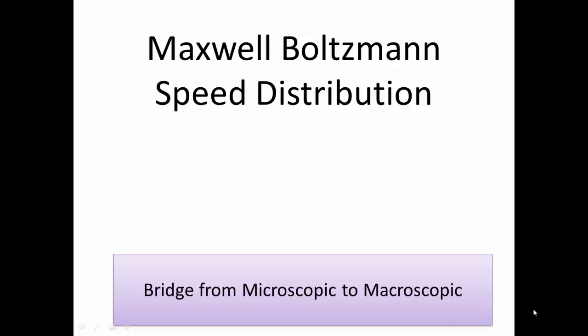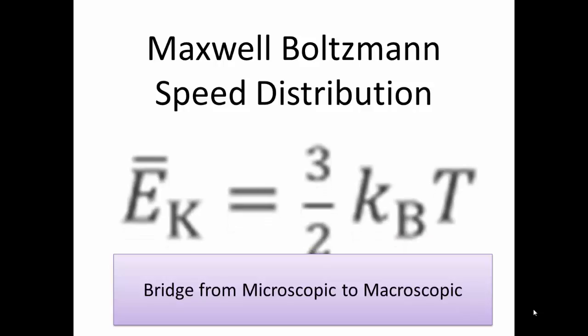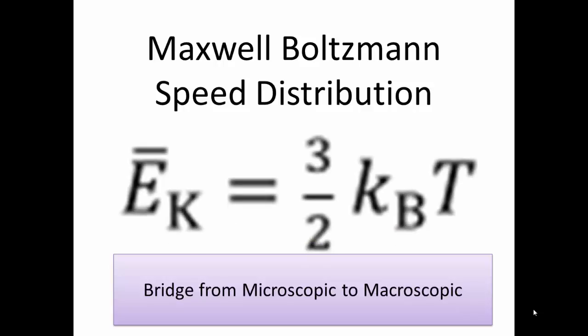Welcome to the Maxwell-Boltzmann speed distribution. We have this formula here that we're going to look at. This is taken from the data booklet, and it's a really useful formula because it links what happens on a microscopic scale, which is the average kinetic energy of the particles, that's what this bar is for, to the macroscopic scale, the temperature of the particles.